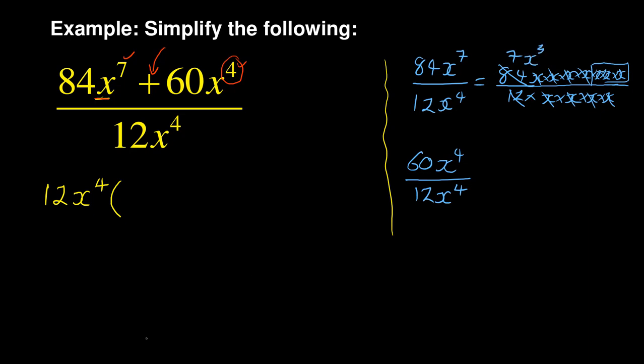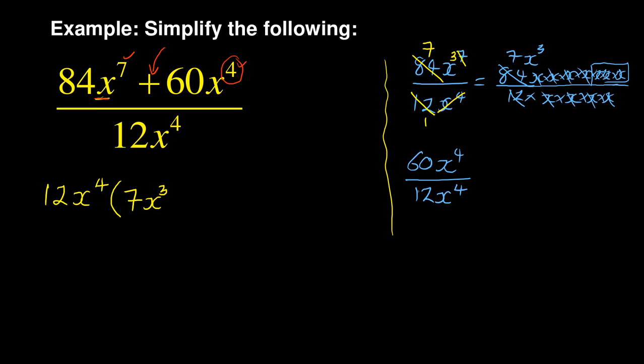So in actual fact, what I am doing is I can do it straight away: 12 into 12, 1. 12 into 84, it's 7. Now in this case, I've got x, there are 4 of them, and then on top there are 7, so 4 minus 7, I will be left with 3. So the answer that I'm going to write here will be 7x to the power of 3.